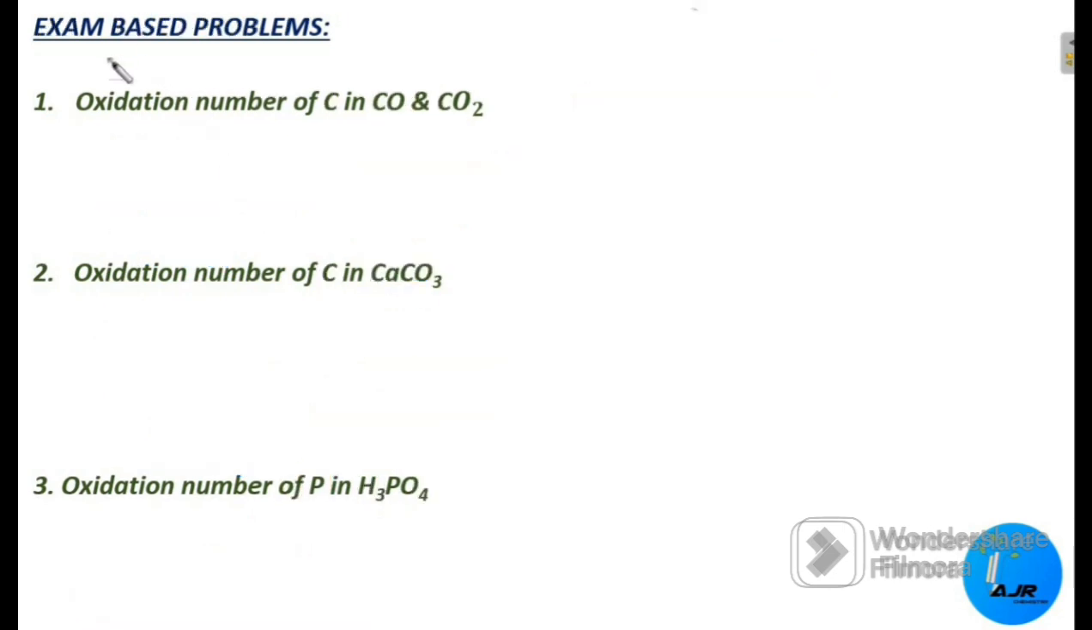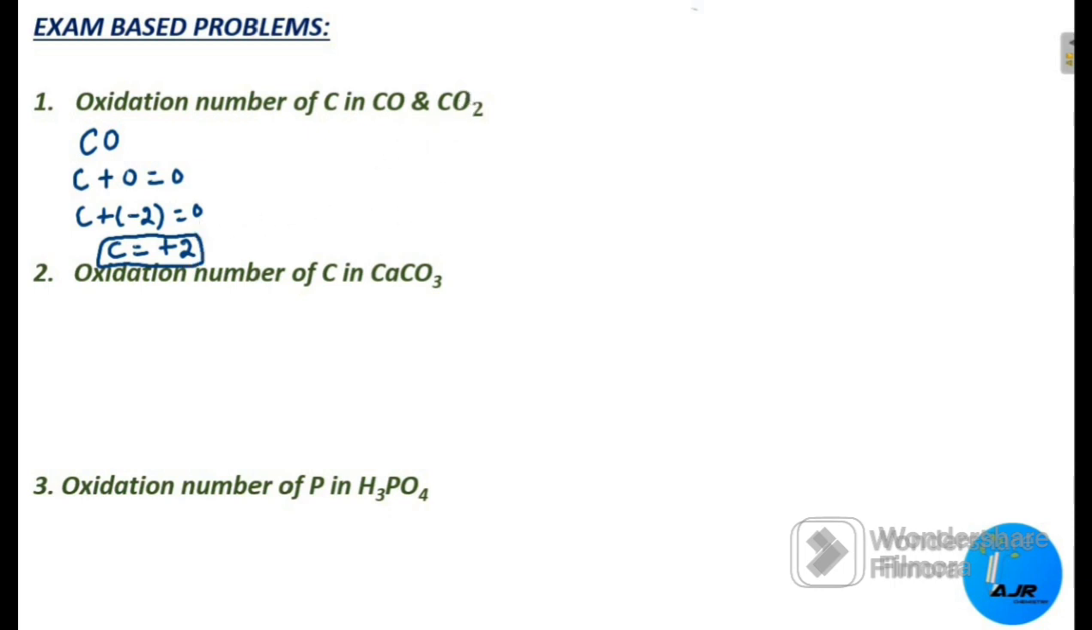Now let us see some exam based problems. Oxidation number of carbon in carbon monoxide and carbon dioxide. They are asking you to find out the oxidation number of carbon in two compounds, that is carbon monoxide and carbon dioxide. Let us first find the oxidation number of carbon in carbon monoxide. CO. So C plus O is equal to 0. C plus minus 2 is equal to 0. So C is equal to plus 2. So the oxidation number of carbon in carbon monoxide is plus 2.